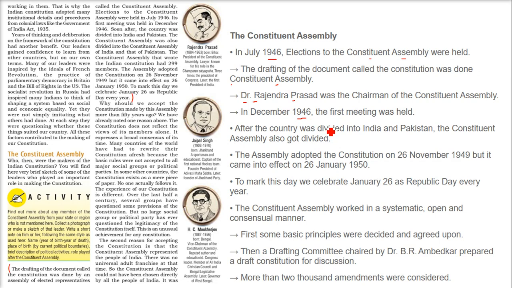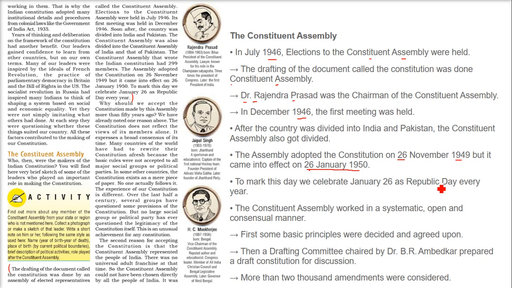But after that, the country got divided into India and Pakistan. The Constituent Assembly also got divided. The Assembly adopted the Constitution on 26 November 1949. But there is a difference. Please understand, the Assembly adopted the Constitution on 26 November 1949, but it came into effect on 26 January 1950. So 26 January 1950 was the day when it came into effect, and that is why we celebrate January 26 every year as Republic Day.